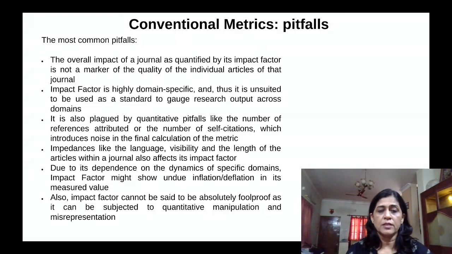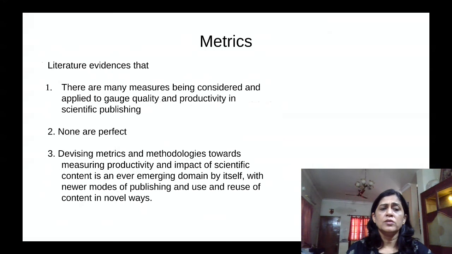Impedances like language, visibility, and the length of articles also affect its impact factor. Due to its dependence on the dynamics of specific domains, impact factor might show undue inflation or deflation in its measured value. Also, impact factor cannot be said to be absolutely foolproof, as it can be subject to quantitative manipulation and misrepresentations. Also, literature evidences that there are many measures being considered and applied to gauge quality and productivity in scientific publishing. None of them are perfect. Devising metrics and methodologies towards measuring productivity and impact of scientific content is an ever-emerging domain by itself.